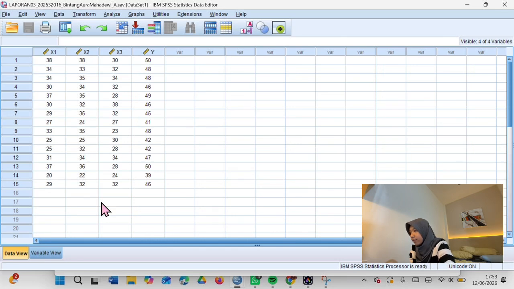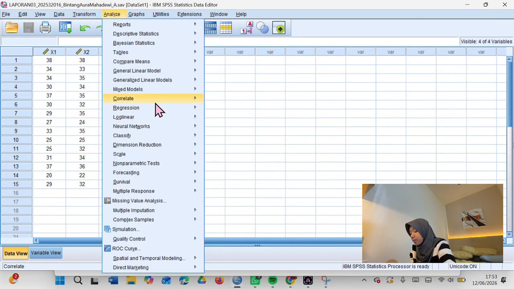Next is data view. Data view is used to input research data into SPSS. Each row represents one respondent, while each column represents a variable that has been defined in variable view. The values entered are the score options from each response for every variable.